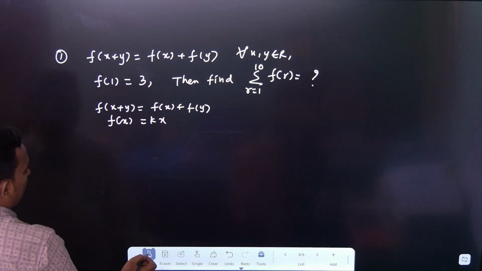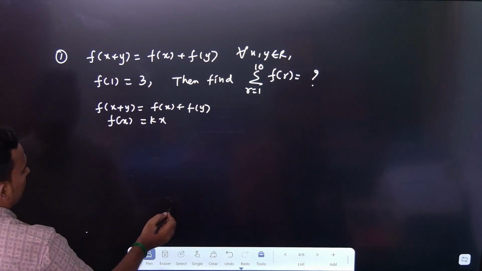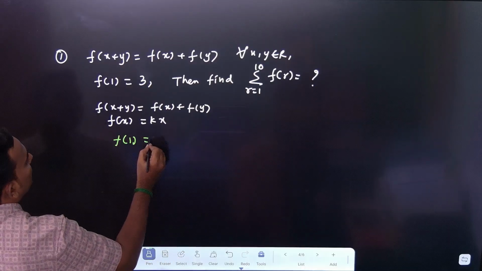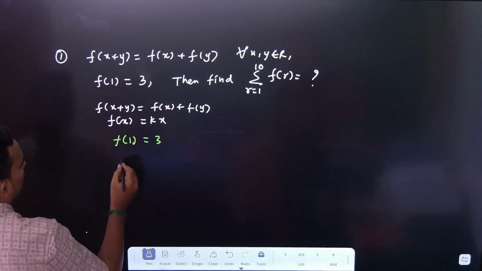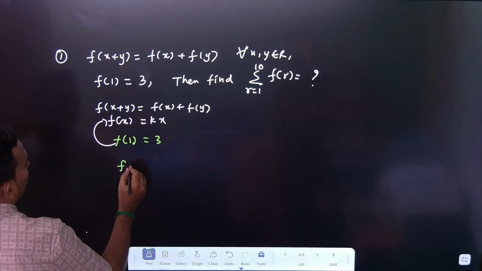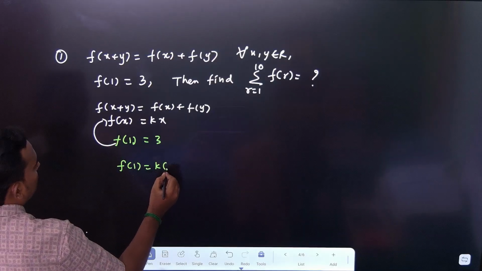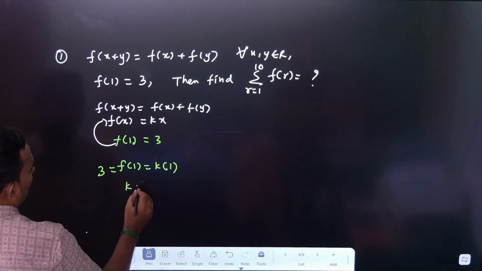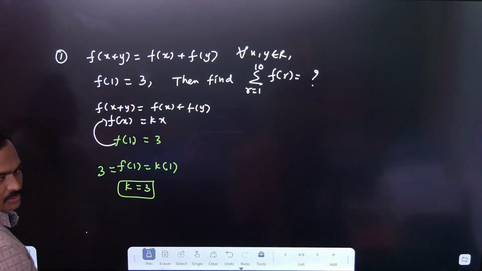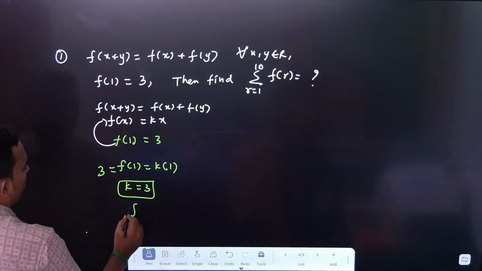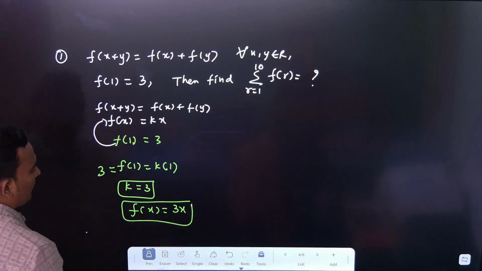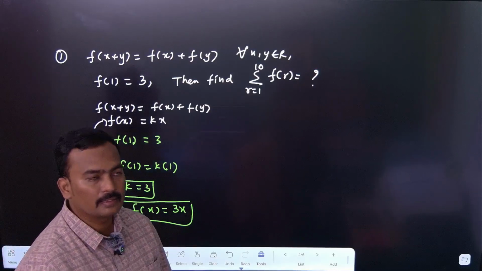So what condition is given? Okay, what condition? F of 1 is given to you as 3. Just replace 1 over here. F of 1 is equal to k into 1. What is f of 1? It is 3. So therefore k is equal to 3. We got it. So then what is f of x actually? 3 times x is your f of x. I hope everyone understands, right?